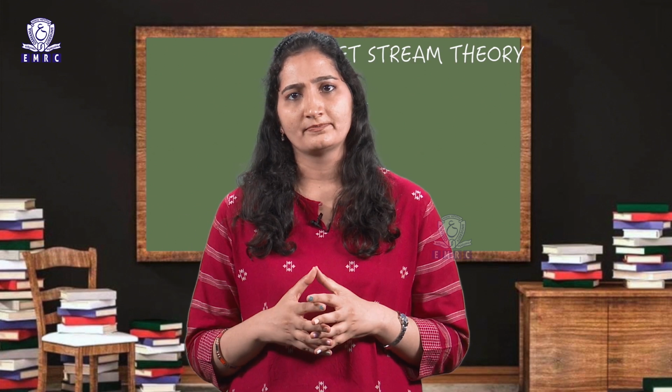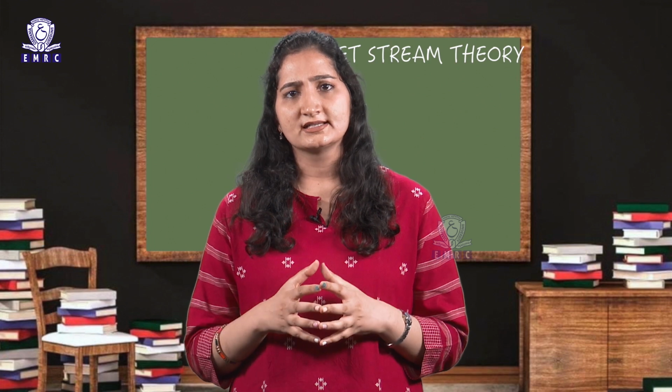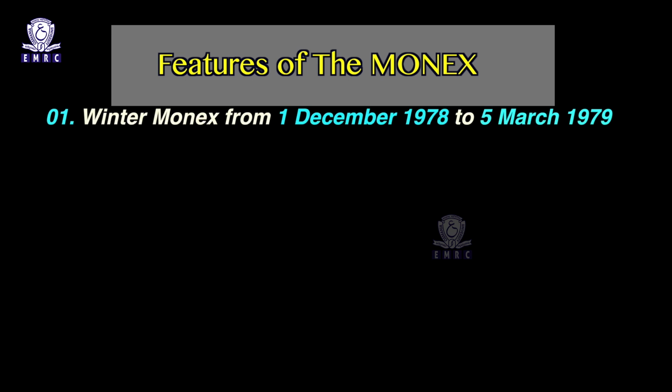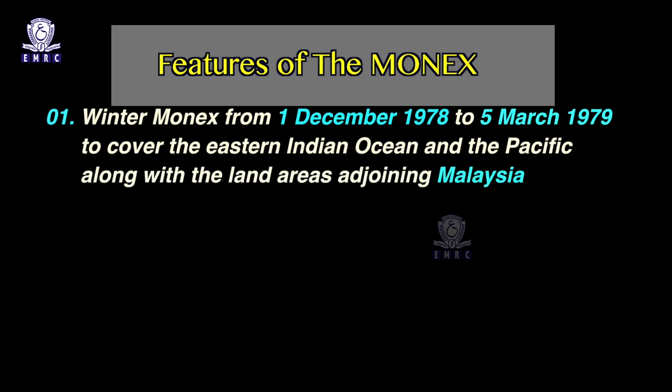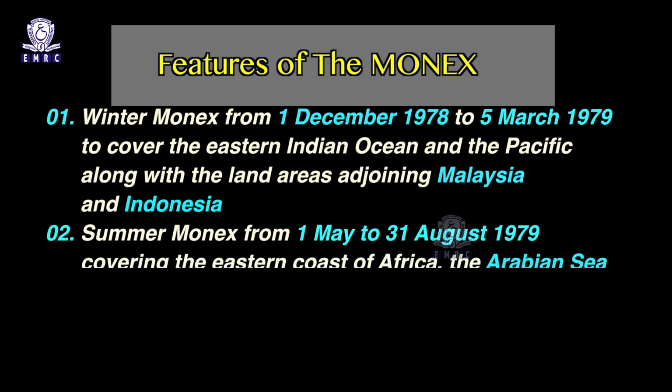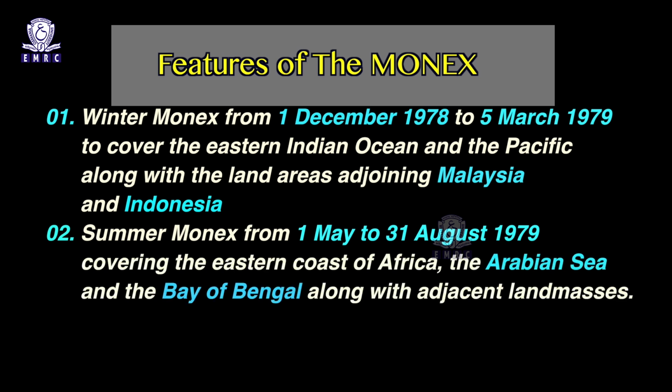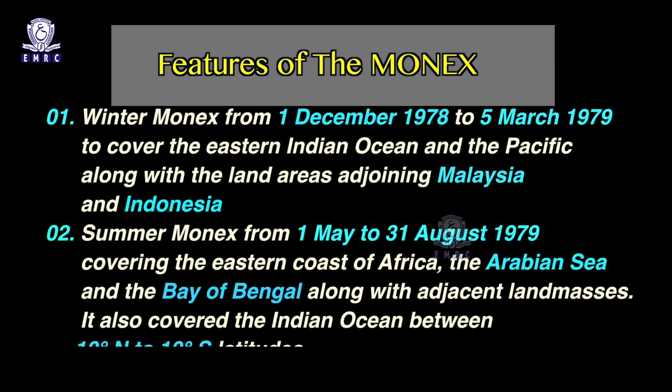for this great venture. The Great Monex was designed to have 3 components considering the seasonal characteristics of the monsoon. Winter Monex from 1st December 1978 to 5th March 1979 to cover the eastern Indian Ocean and the Pacific along with the land areas adjoining Malaysia and Indonesia. Second, the Summer Monex from 1st May to 31st August 1979 covering the eastern coast of Africa, the Arabian Sea and the Bay of Bengal along with the adjacent landmasses.